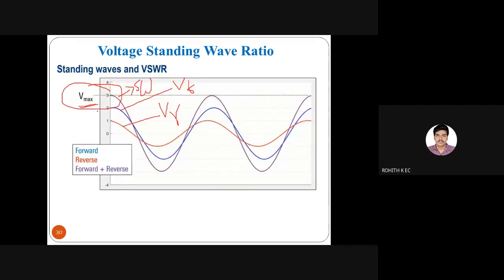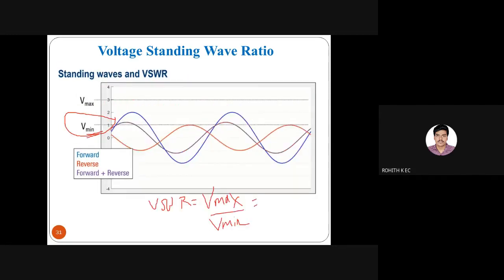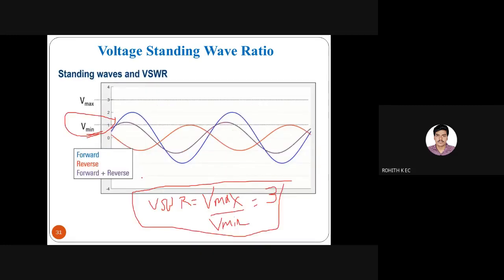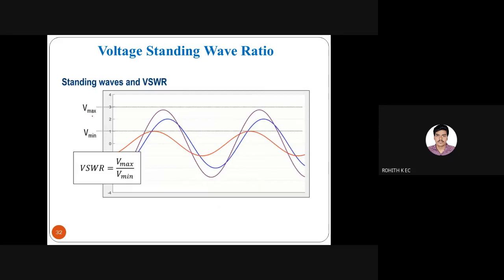Vmax is 3, Vmin is 1. So isn't it obvious? VSWR is equal to 3. Okay. We will also understand what VSWR equal to 3 means in the table that I have in the next few slides. So therefore, VSWR is calculated by using Vmax and Vmin of the standing wave.